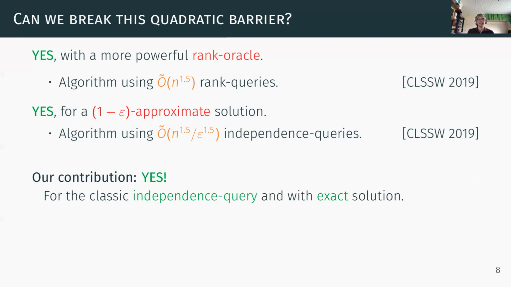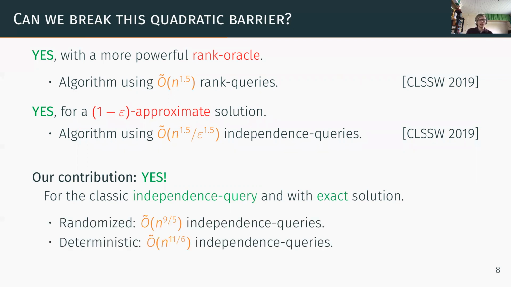Our contribution, as you might have guessed from the title of this presentation, is that we can indeed break the quadratic barrier in the classic independence query model for an exact solution instead of an approximate one. And we show a randomized n to the 9/5 independence query algorithm and a deterministic n to the 11/6 independence query algorithm. So the deterministic algorithm is slightly less efficient, but still subquadratic.